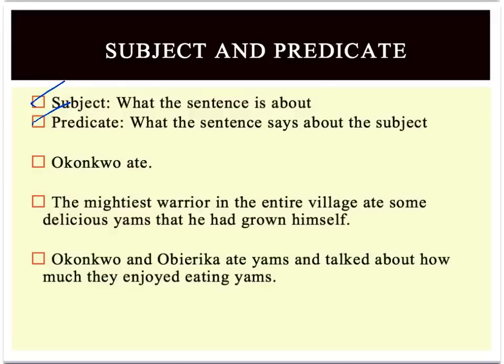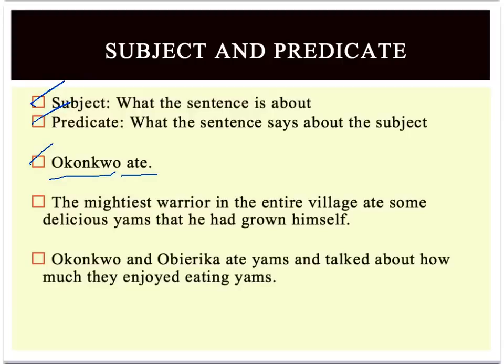So let's look at a really simple sentence. Let's look right here at this sentence, Okonkwo ate, period. That's a two-word sentence, but it contains both a subject and a predicate, so it's a complete sentence. The subject of that sentence is Okonkwo, and the predicate is ate. Even though it's only two words, it contains both the subject and predicate and expresses a complete idea, so that's a complete sentence. You could have a much more complicated sentence, but it can still be broken down into the subject and the predicate.